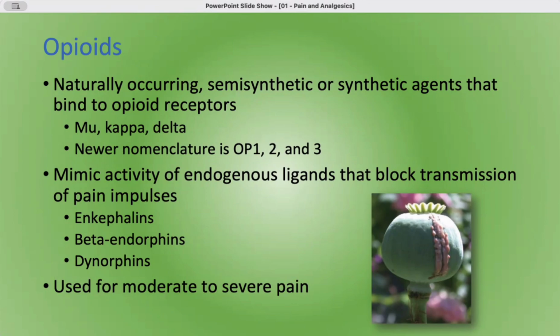So basically, you have an endogenous opioid system. All right, you have chemicals in your body that circulate that will activate one of 3 types of opioid receptors. The common nomenclature is mu, kappa, and delta, the Greek letters. You may also see in the pharmacology literature OP1, OP2, and OP3 that correspond to mu, kappa, delta. That's the newer nomenclature. I don't think it's caught on. We still refer to mu, kappa, and delta opioid receptors. But basically, your endogenous opioids consist of the enkephalins, the beta endorphins, and the dynorphins.